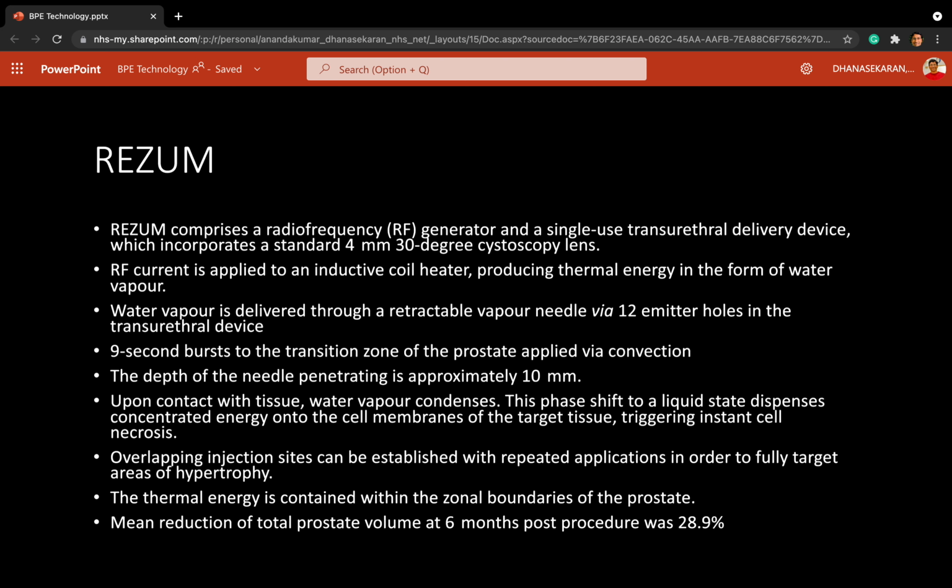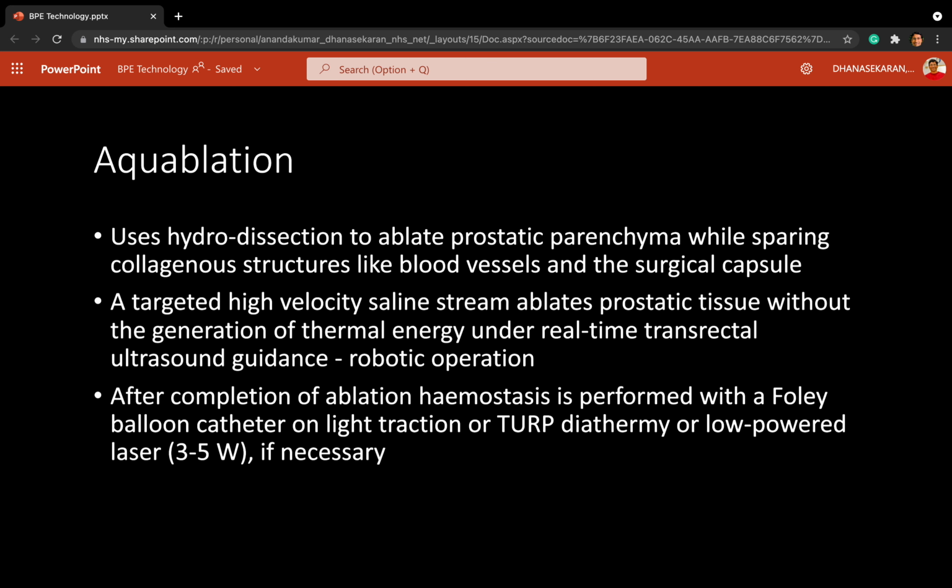And yeah, the studies said that there is a reduction of the prostate volume up to 28.9% in 6 months' time. How does aquablation work?